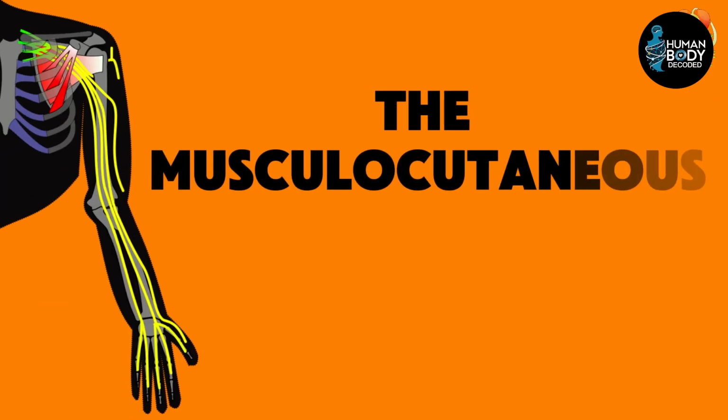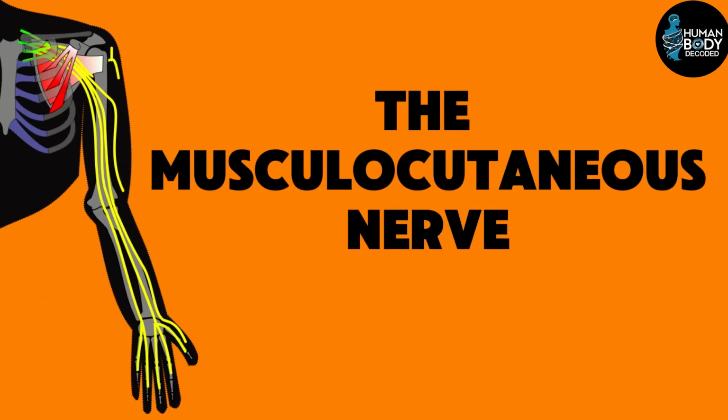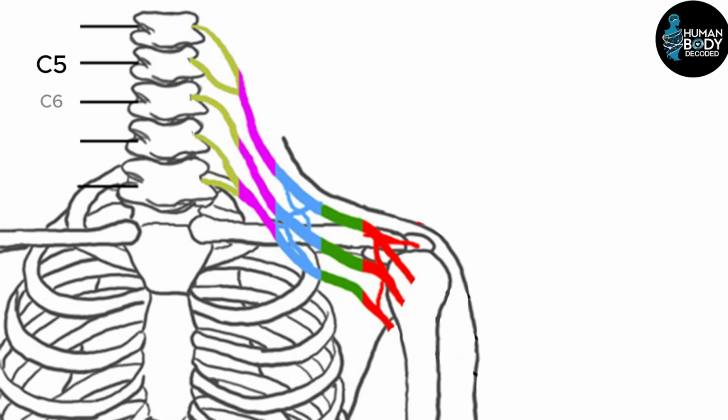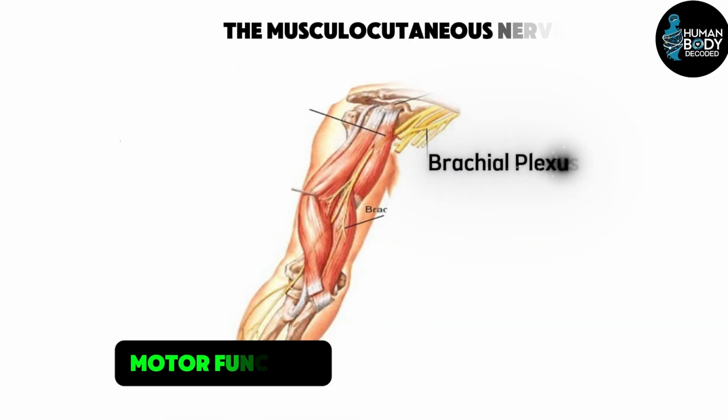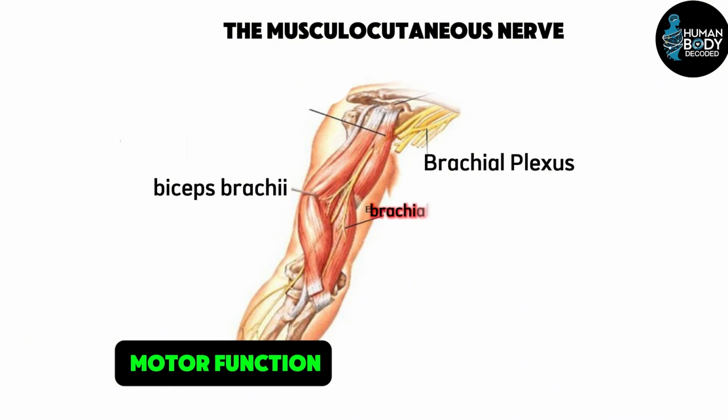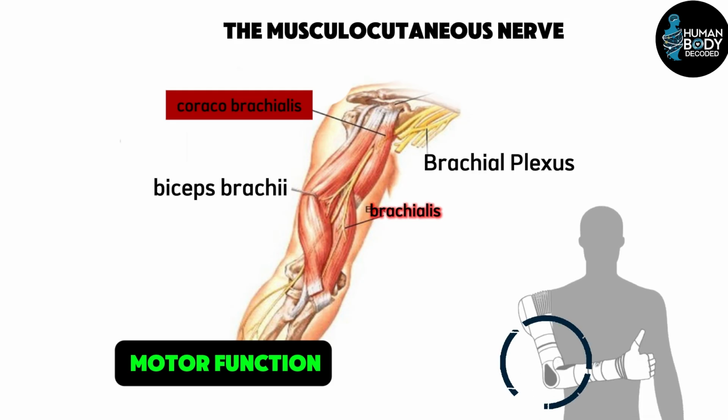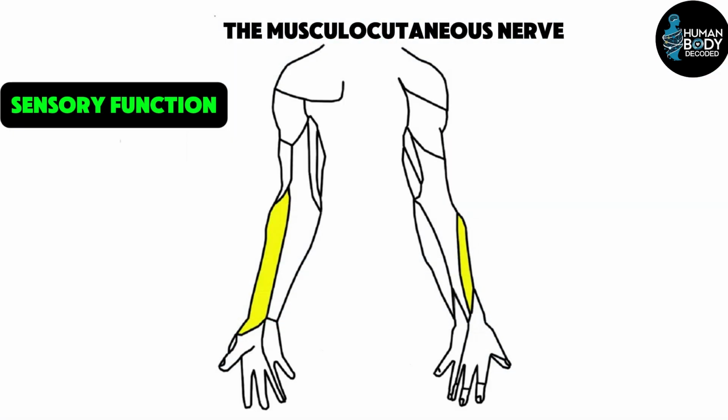The musculocutaneous nerve. Origin: lateral cord, C5, C6, C7. Motor function. The musculocutaneous nerve controls the flexor muscles of the arm, including the biceps brachii, brachialis, and coracobrachialis. These muscles are responsible for elbow flexion and supination, meaning rotating the forearm. Sensory function. It provides sensation to the lateral forearm. Think about the outer part of your forearm.